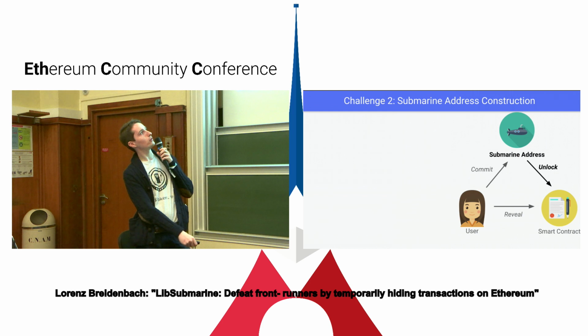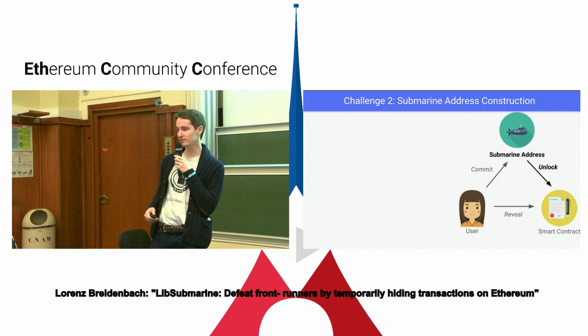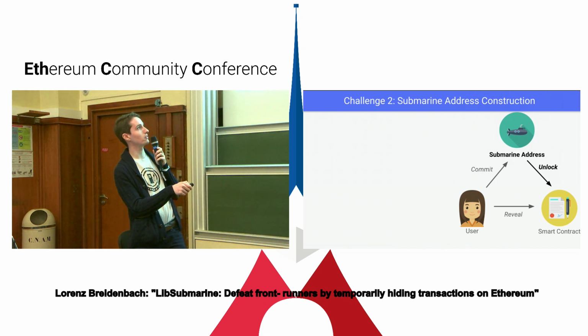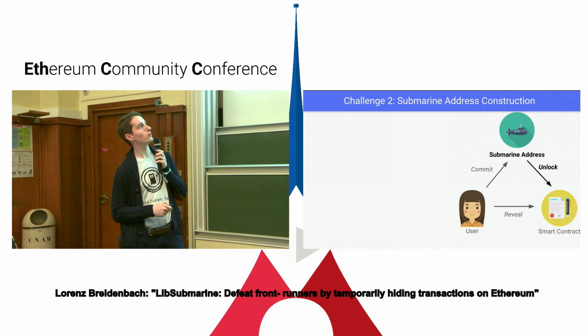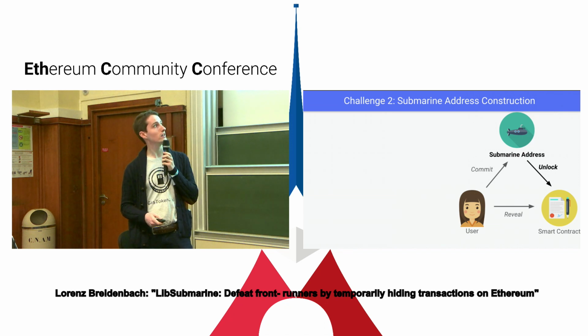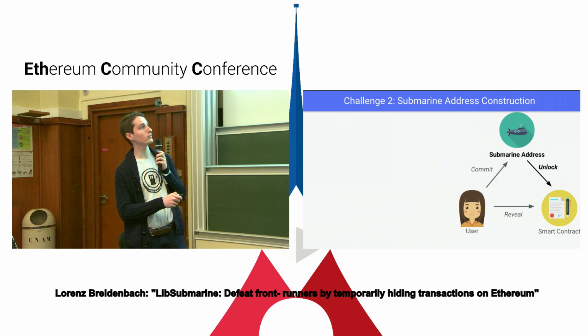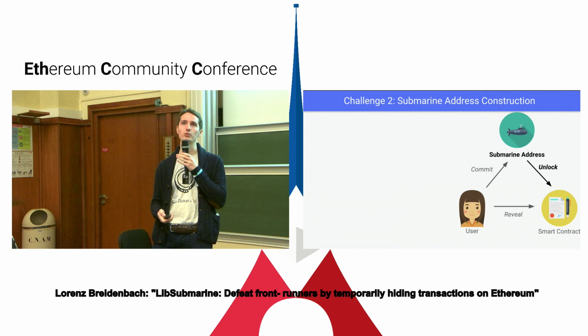The second challenge is how do you construct the submarine address? So if you remember, we need 3 properties for this address. The first property is that we want to make sure that any funds that you send to this address can only be unlocked by the smart contract. Nobody else should have access to them. Second of all, we want to make sure that the submarine address looks just like a regular fresh address, so that we have this anonymity set property. And finally, we need to ensure that the user can compute this address offline without having to interact with a contract on chain, because again, any such interaction would be observable to our adversary.